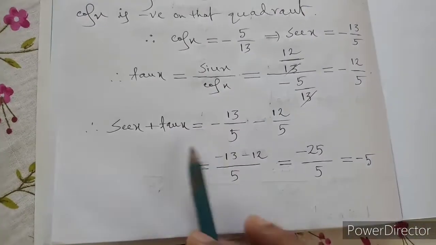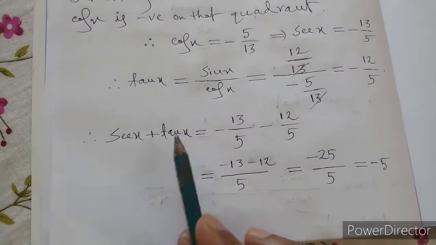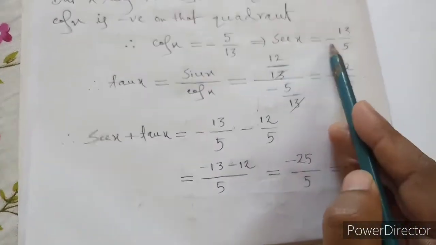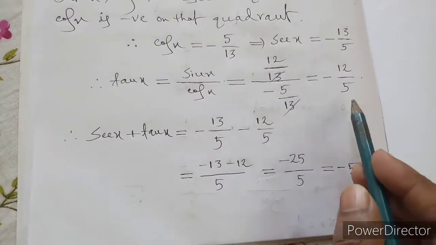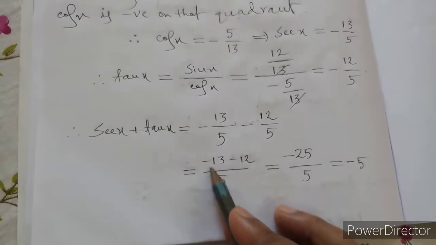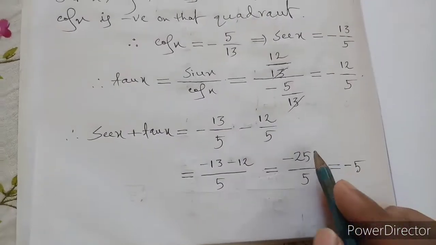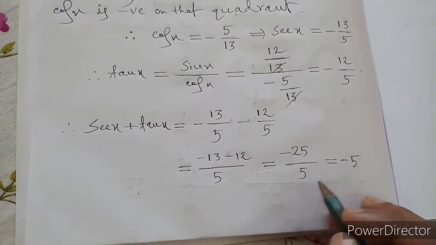Now we have to find sec x plus tan x. What's the value of sec x? Sec x is minus 13 by 5, put it. And tan x is minus 12 by 5, put it. So minus 13 minus 12 by 5, that means minus 25 by 5, that means minus 5.